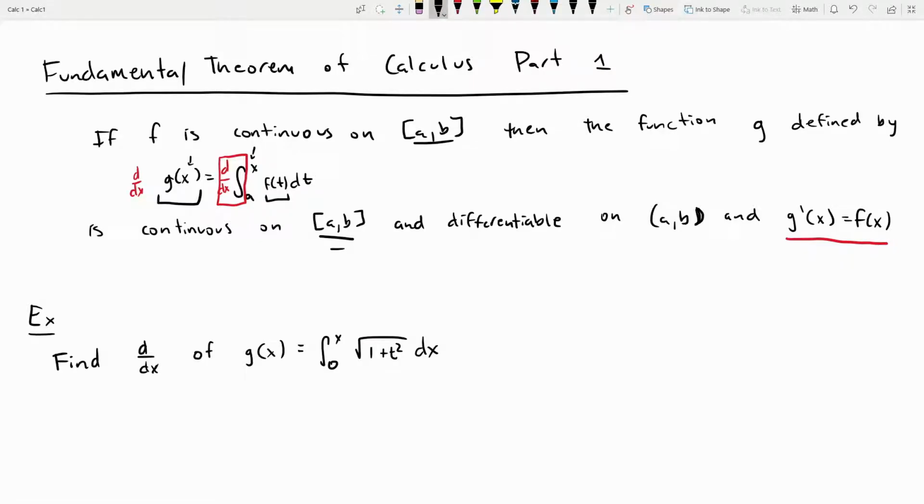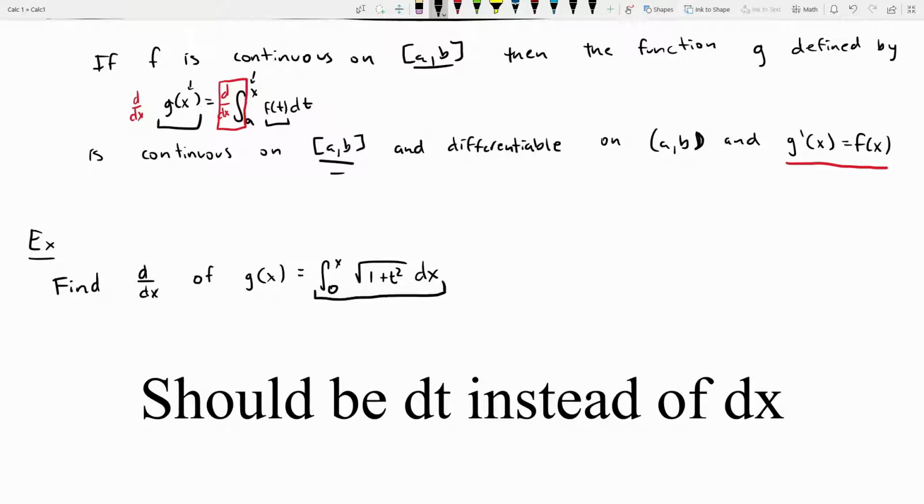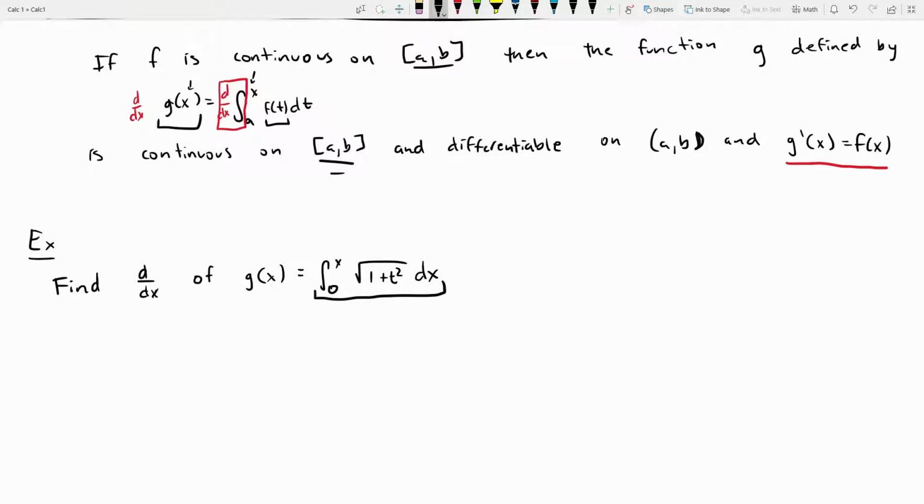Let's look at our first example. It says to find d over dx of g of x, and it's equal to this function right here. Using what we've learned, we can easily solve this problem. Over here, I've pointed out that g prime of x is equal to f of x. So according to the fundamental theorem of calculus, finding d over dx of g of x, which is equivalent to g prime of x, is just plugging this x value into our function of t. And the function of t is this one right here. So all we have to do is plug this x value into here, and we're going to get the derivative.